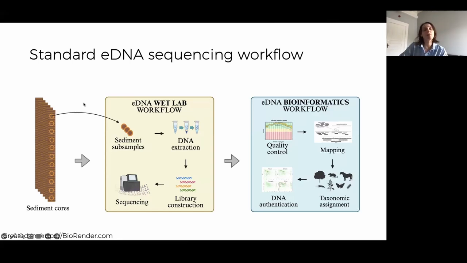And to illustrate that, I'll show you what a standard eDNA sequencing workflow looks like. We start from a sediment material, such as a sediment core. We then subsample, and once we have our sediment subsamples, we move directly to DNA extraction. After DNA extraction, we prepare the DNA for sequencing, and this can be done in different ways. Here at GeoGenetics, we regularly do genomic library construction. And then after that, we move to a bioinformatics workflow that includes quality control, mapping to do taxonomic assignments, and DNA authentication to confirm that it's ancient in origin based on damage patterns.